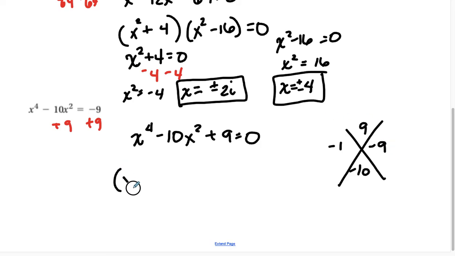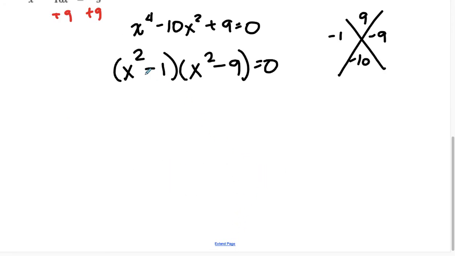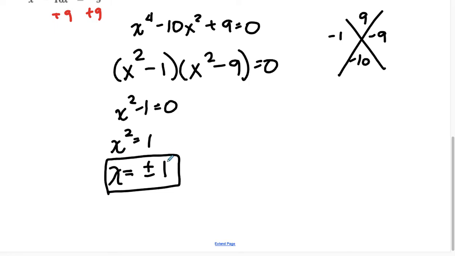Okay, so I'm going to place it with x squared again because it's quartic: x squared minus 1, and then x squared minus 9 is equal to 0. So here x squared minus 1 is equal to 0. These are real solutions because if I add 1 to both sides, I get positive 1. If I take the square root of positive 1, I'll get positive or negative 1. So in theory, again, it should pass through the x-axis twice so far, at positive 1 and negative 1.